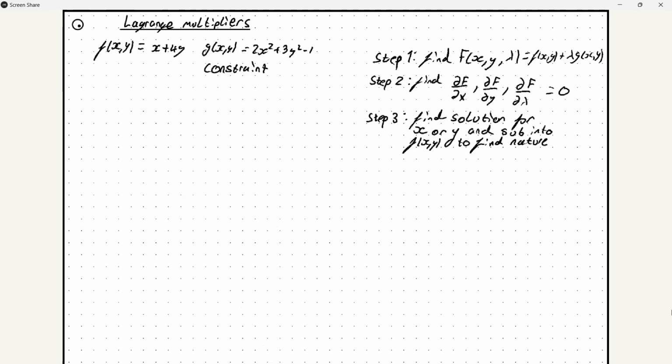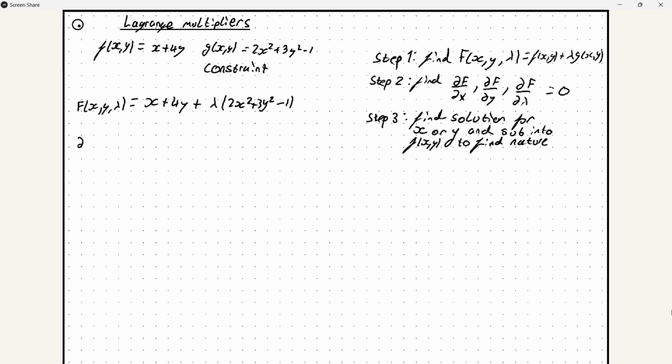Okay, here we have another example. We'll be doing the same thing for this one, following the steps and finding stationary points and their natures. So first step, find big F of x, y, and lambda. That will be 4 plus, x plus 4y plus lambda brackets 2x squared plus 3y squared minus 1 brackets.